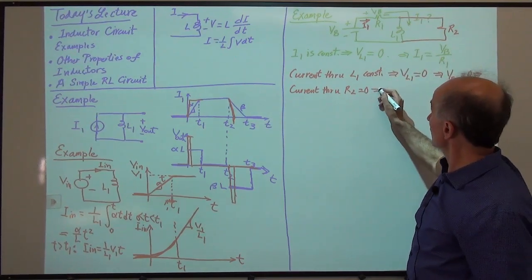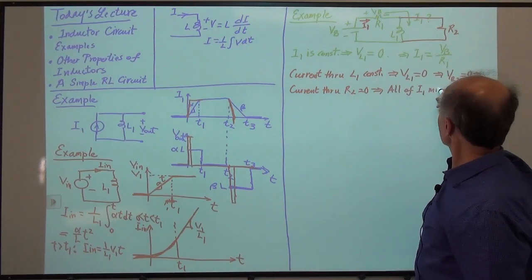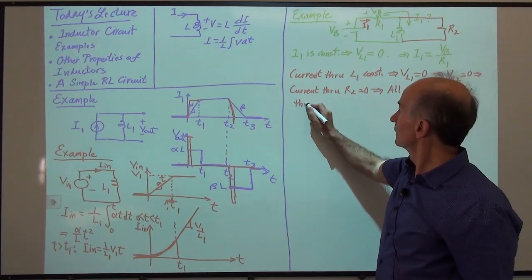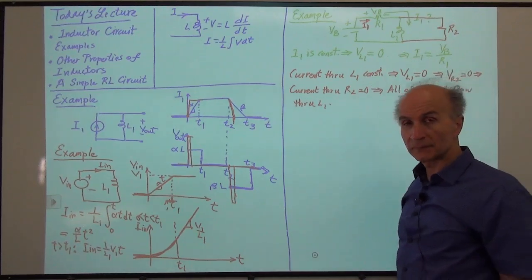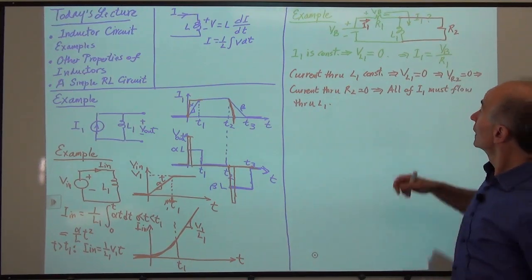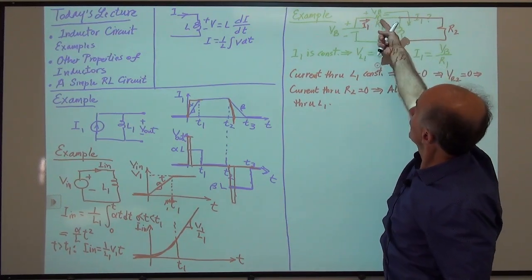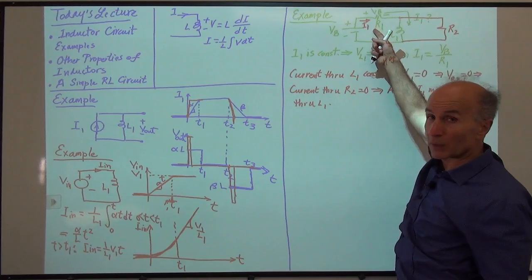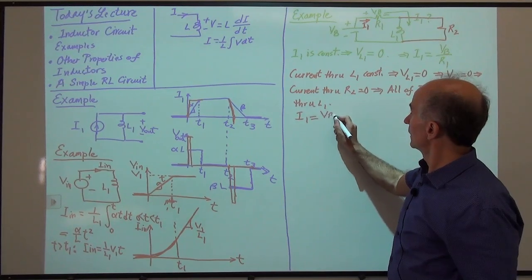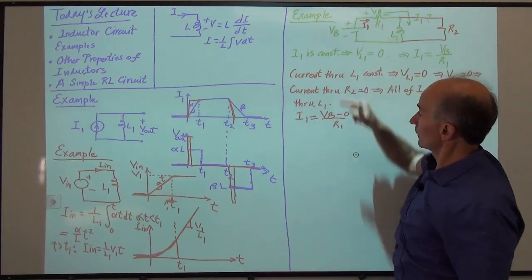So because the current through R2 is 0, all of I1 must flow through L1. All right? And how much is I1? The red I1. Well, this voltage is still 0, right? If this voltage is 0, this side of R1 is 0, this side of R1 is VB. So the current through R1 is still VB over R1. So we say I1 is VB minus 0 over R1.